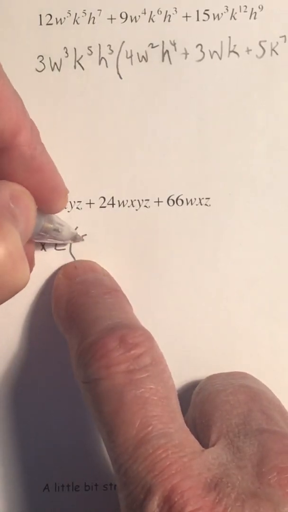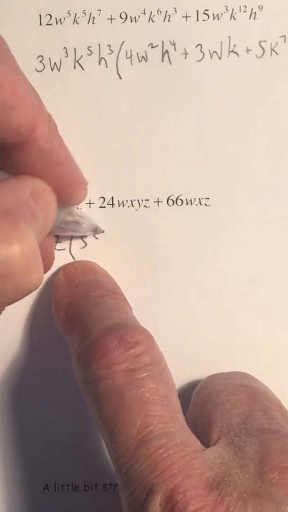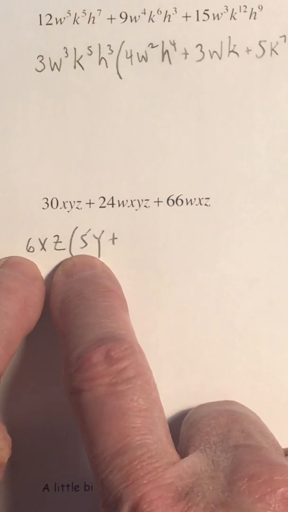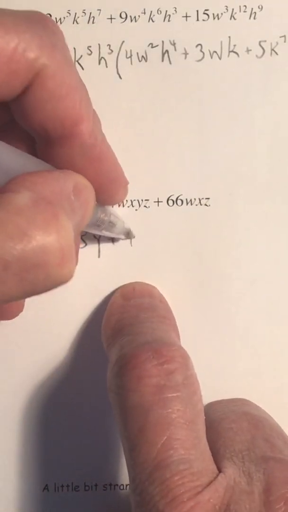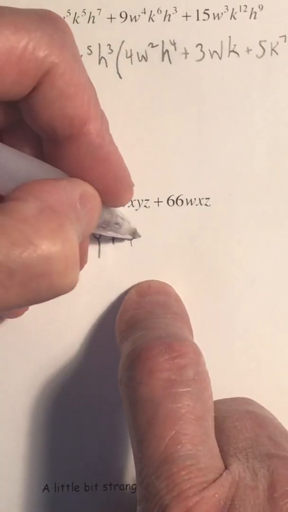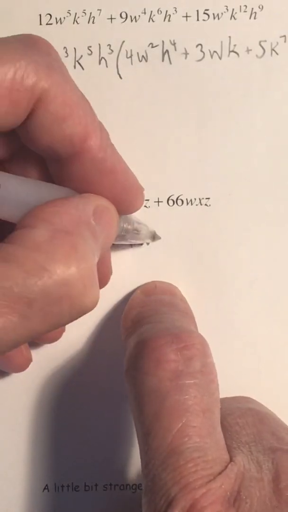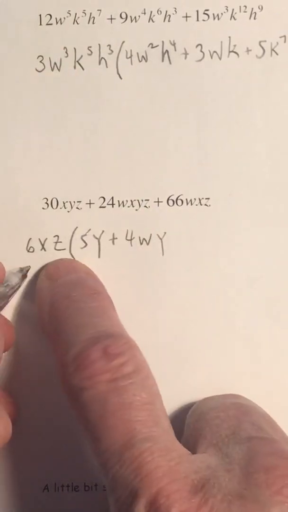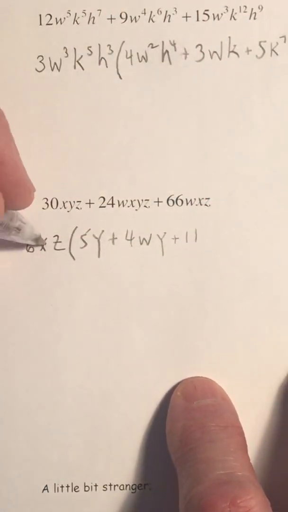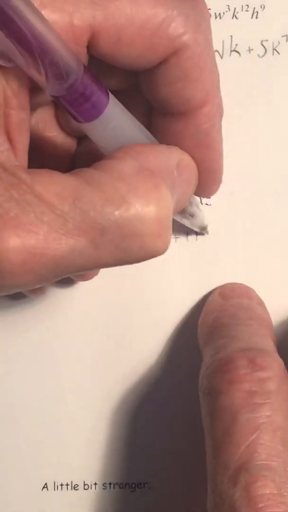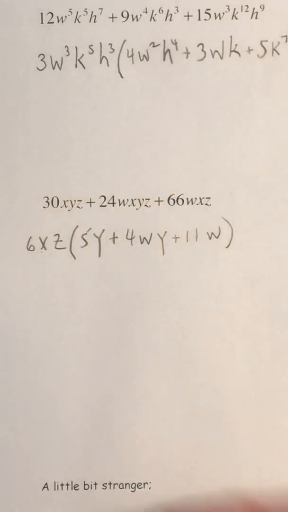So, get a 5. And we don't want an X. We don't want the Z. We just want the Y. See, that would make 30XYZ. 6 times 4 to make the 24. We need the W. We also need the Y. And the X and Z are spoken for. Then plus, we need an 11. And the X and Z are taken care of. We just need the W. Okay, that one was a little different.